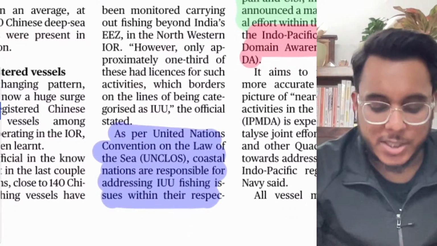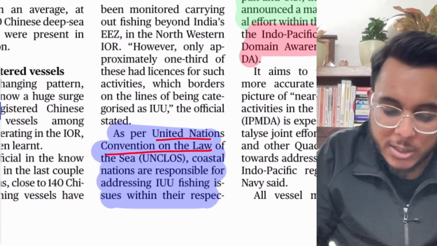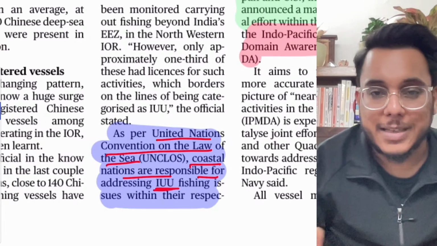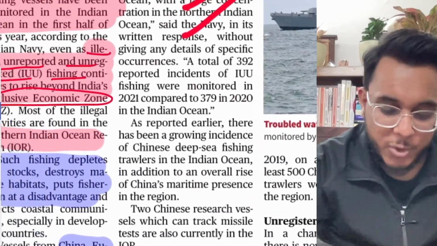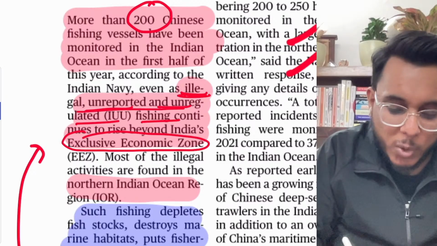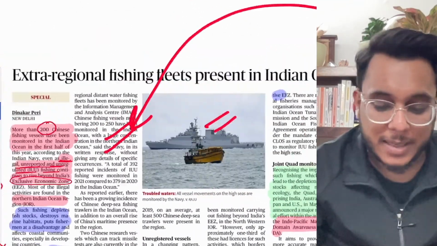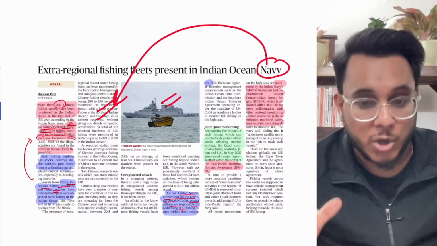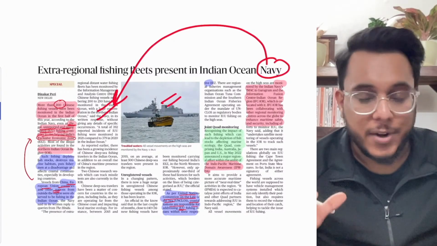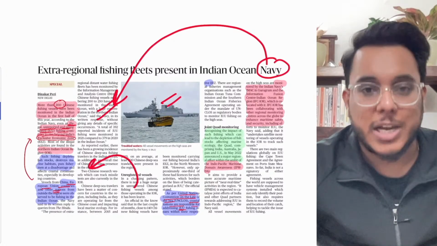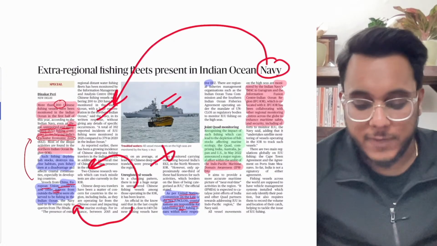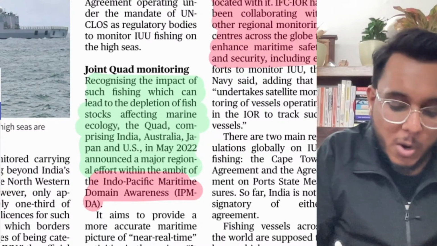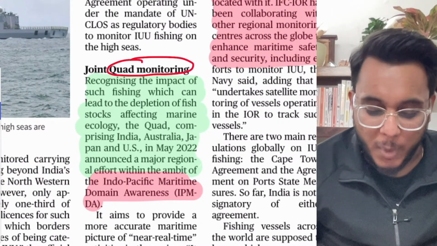Okay, now in this direction guys, we already have the United Nations Convention on the Law of the Sea, UNCLOS, and UNCLOS provides that coastal nations are responsible for addressing IUU. What is this IUU? IUU stands for illegal, unreported and unregulated fishing. So India is responsible for making sure that within the Indian Ocean unregulated illegal fishing should not happen. But actually what is happening is that Chinese ships and European ships are coming and doing fishing in this region. In this direction, India has also collaborated with the Quad countries, and Quad countries are jointly monitoring this region.